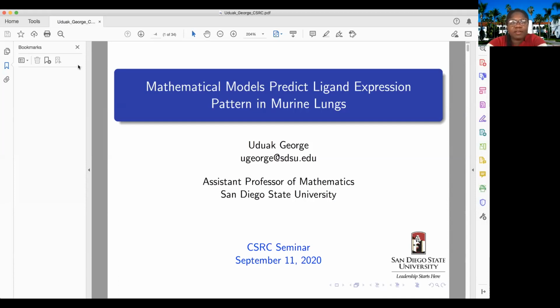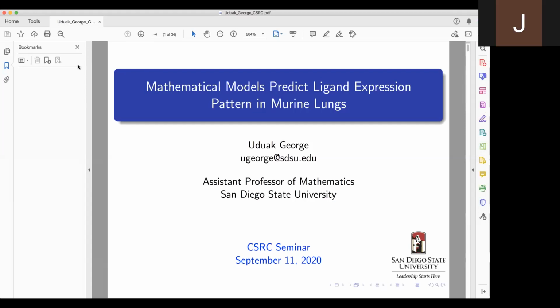So here we have a human fetal lung. And this is obtained from fluorescence microscopy image of a 9.5-week human fetal lung. If you look at the scale here, we have about 500 microns.